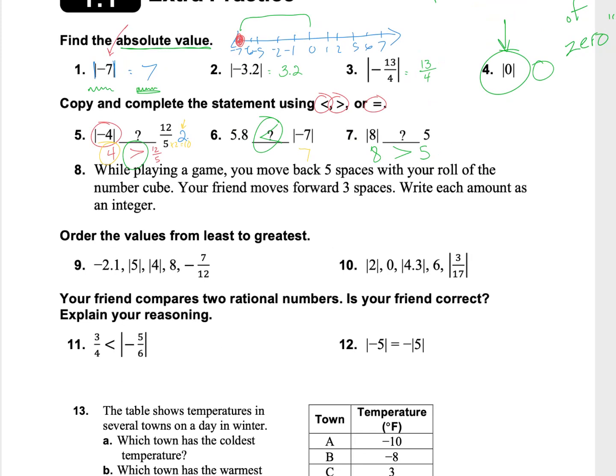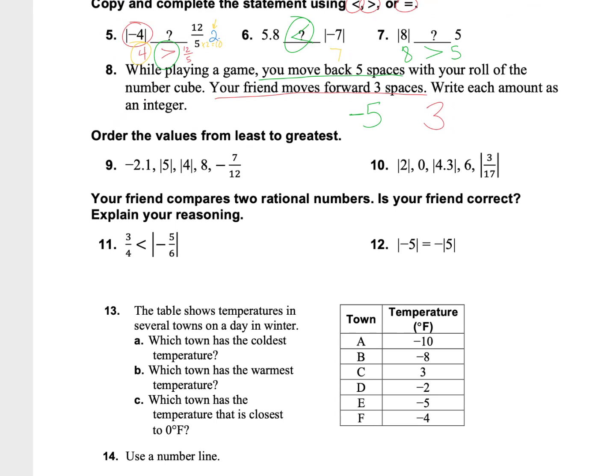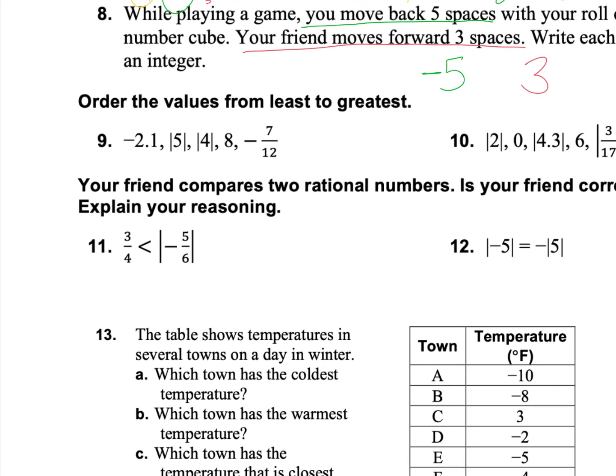While playing a game, you move back 5 spaces, and with your roll of the number, your friend moves forward 3 spaces. Write each amount as an integer. You move back 5 spaces. Your friend moves forward 3 spaces. That's it.